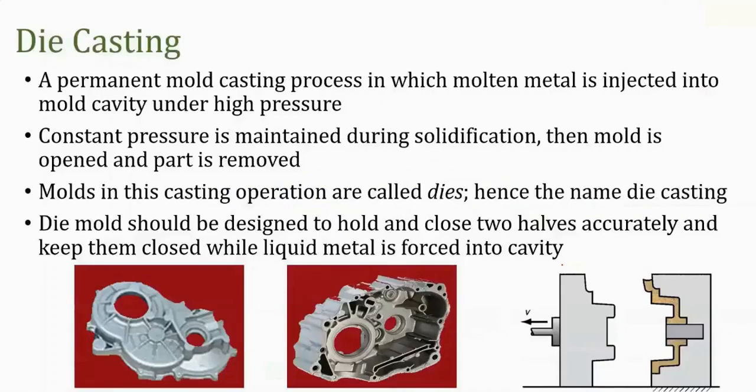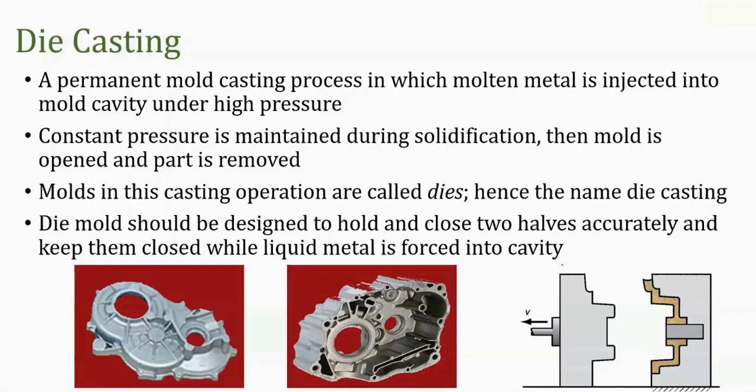So die casting process is again a permanent mold casting process in which the molten material is injected into the mold cavity under high pressure. In the previous casting process, we would pour the molten material into the mold cavity, whereas in this casting process, we will pressurize the molten material in the mold. Since the mold is made of a metallic material and is called a die, the complete process is called die casting.